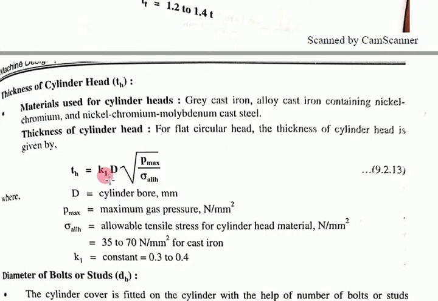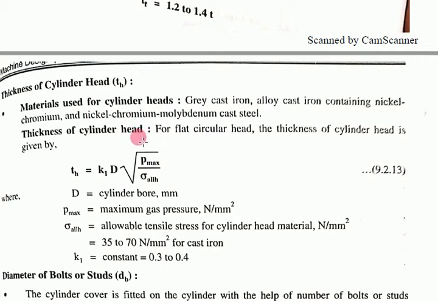Now next is the cylinder head. The material used for the cylinder head is grey cast iron or alloy cast iron containing nickel and chromium, because nickel and chromium have high wear resistance and high temperature resistance. So mostly we add nickel and chromium for the cylinder head.